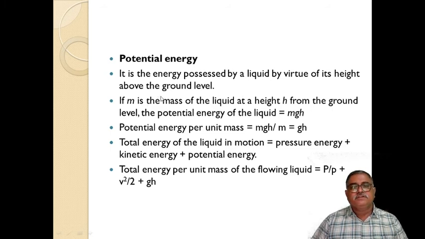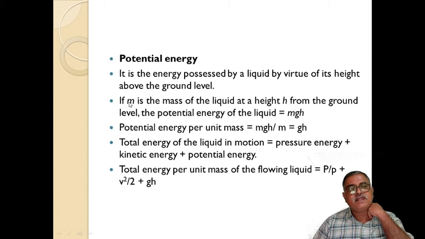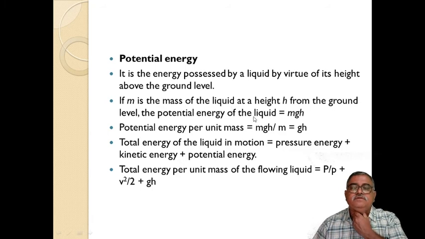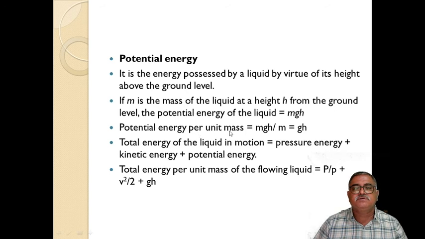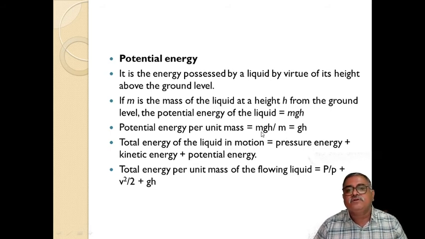What about the relation here? If m is the mass of the liquid and h is the height from the ground level, the potential energy of the liquid is m g h. Therefore, the potential energy per unit mass is m g h by m. Again, m gets cancelled and it is nothing but g h.